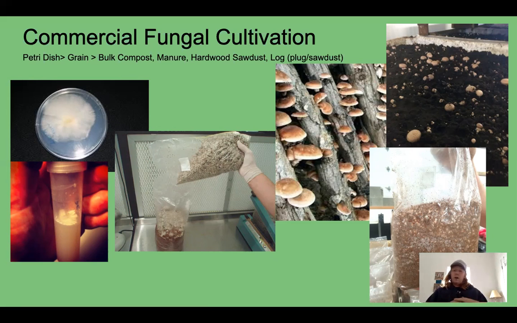From the spawn bag, we can then jump onto any host of material. We can move them onto hardwood logs. We can move them onto manure-based substrates in the case of agaricus or others like that. Or move them onto more wood chips or straw, as is the case commonly with the oyster mushroom. So basically, what we do is a slow and steady progression from a very small cluster of cells to hundreds to thousands of pounds of myceliated substrate, what we call spawn.